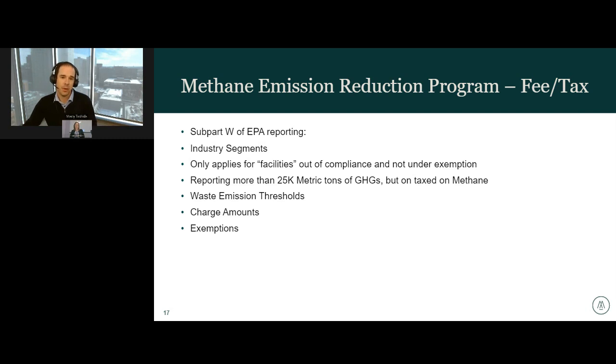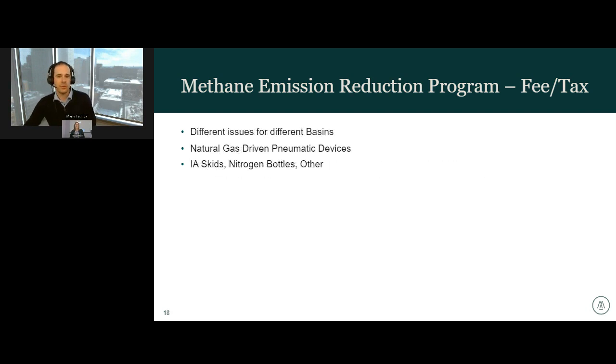Particularly, I'd like to point out plugged wells. Once you plug the well, generally that's not going to be subject to any methane reporting fee or fees going on at that point. So as I mentioned before, there's different issues by different basins depending on that state regulatory standpoint.